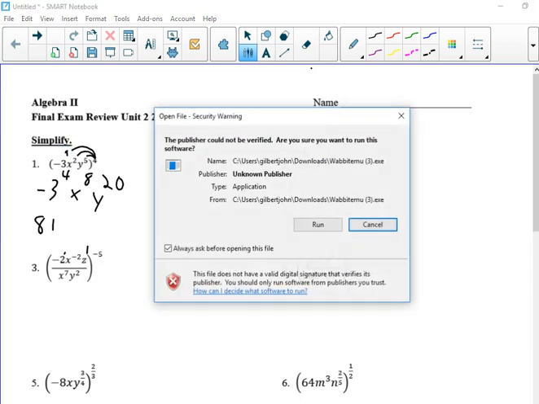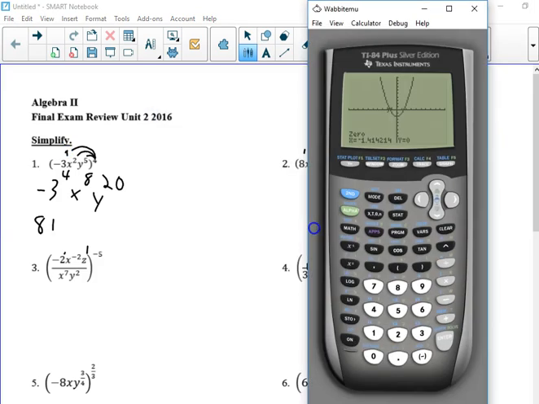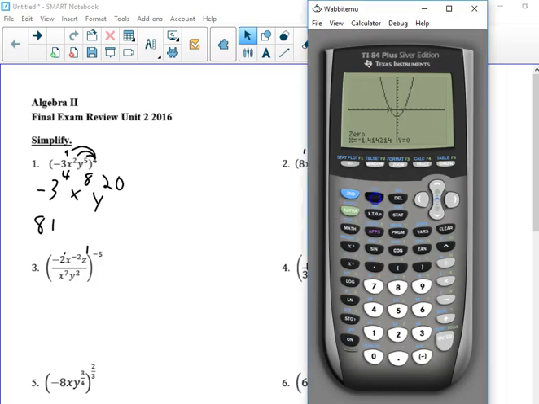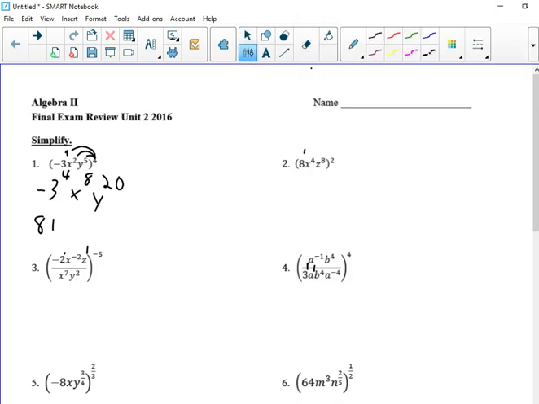Now again, you can use your calculator for this. But remember, anytime you are doing any calculator work with powers, always remember to put your numbers in parentheses. So -3 to the 4th power is going to be 81. Don't forget to do that if you're using the calculator to double check your work. And then we just have x to the 8th, y to the 20, and we are free and clear.